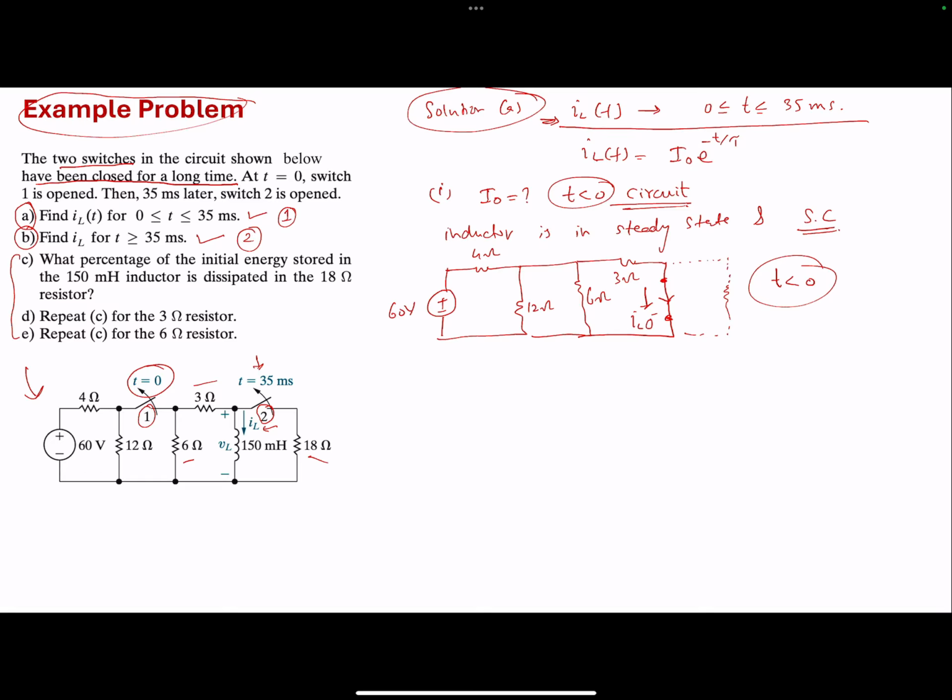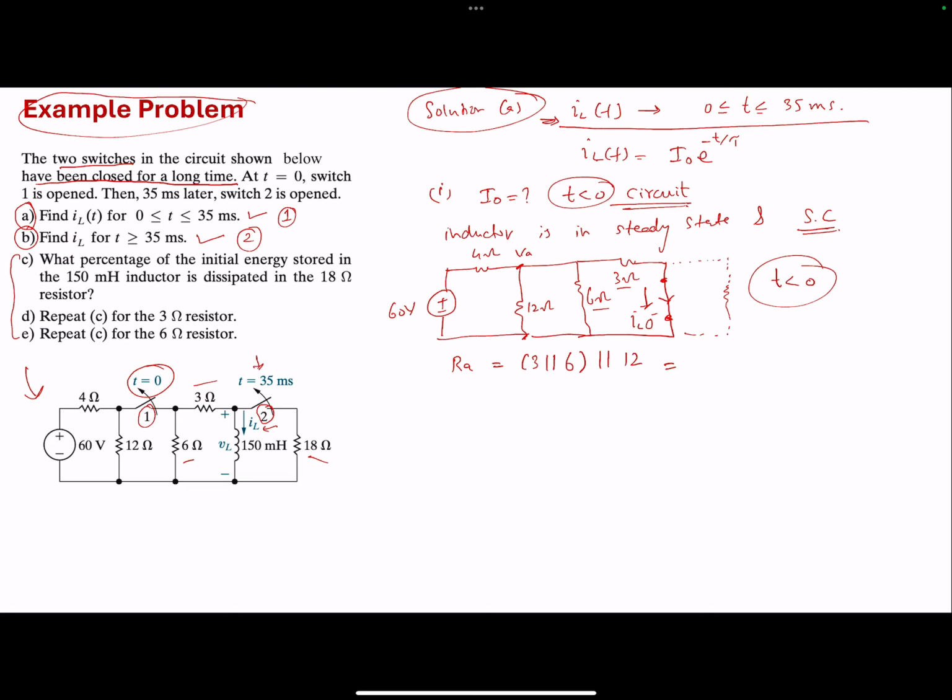So how can I find it? Let me solve the circuit and find the voltage appearing over here, and then I can just use Ohm's law. Let me start by finding the equivalent resistance. I know that 3 ohms and 6 ohms are in parallel, and then they are in parallel with 12 ohms. So let me find RA, the equivalent resistance, which is 3 ohms parallel with 6 ohms, and that parallel with 12 ohms.